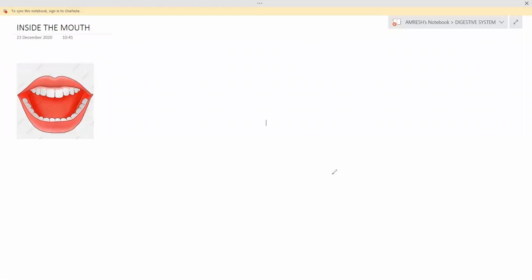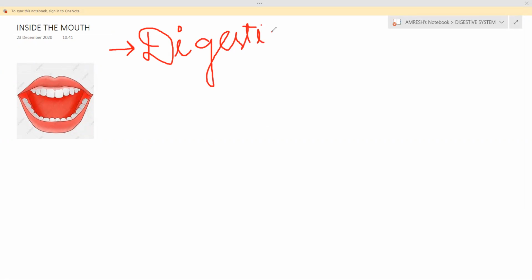Now we'll learn what happens in digestion inside the mouth. Digestion starts inside the mouth only. What is this white structure? They are the teeth. I already told you in the previous class, we have already read about the teeth.